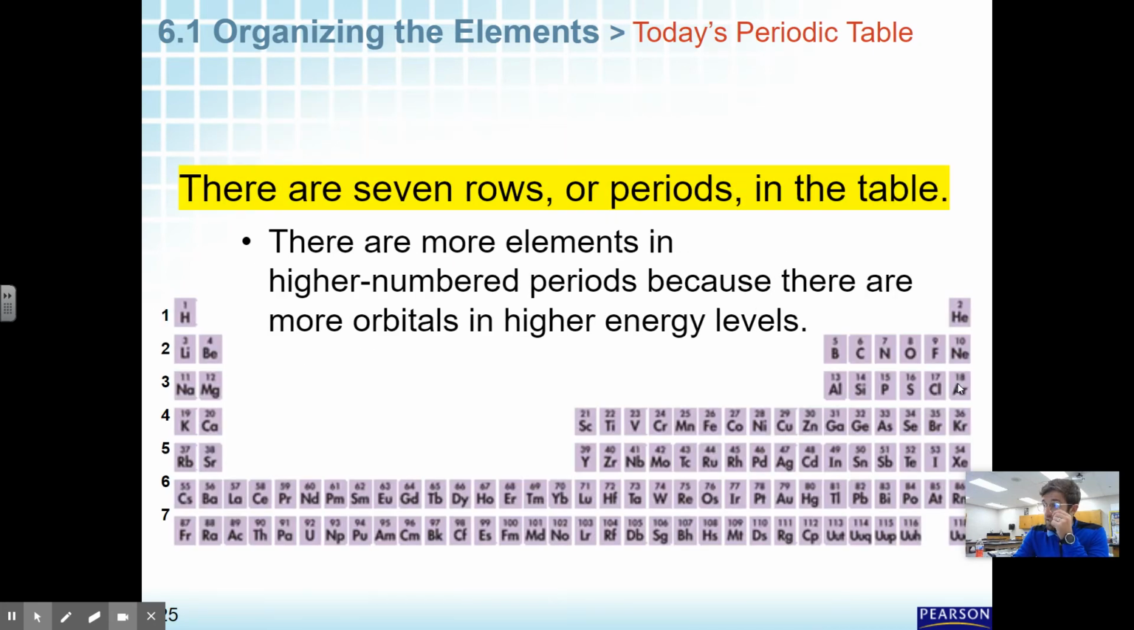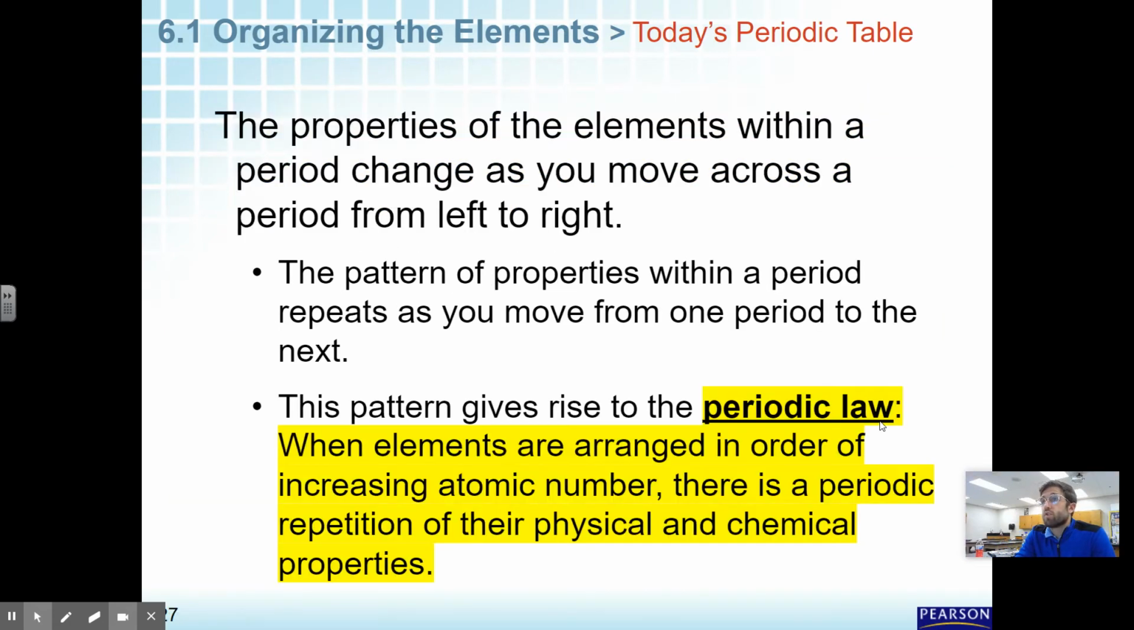So if you go back and look here, that means that elements in this group all share similar properties. Elements in this group all share similar properties as well. These are the noble gases and so forth. And we will learn here soon about the names of the different groups.